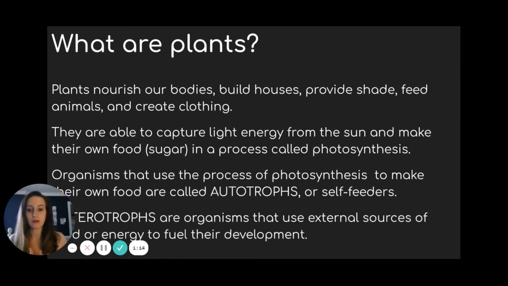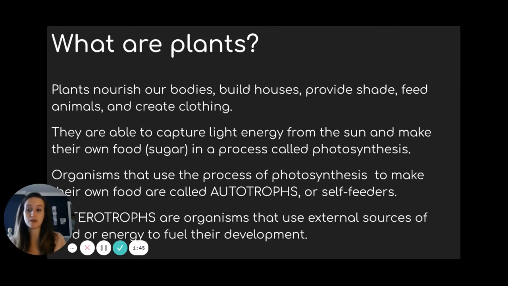And I put that in all caps because that is one of your vocabulary words. We could also consider them self-feeders because they're making their own food and feeding their own cells. Heterotrophs, on the other hand, are organisms that use external sources of food or energy to fuel their development. So for people, we eat plants and animals to make our body do the processes we need to live and to grow and all that other stuff, and to provide us with energy.